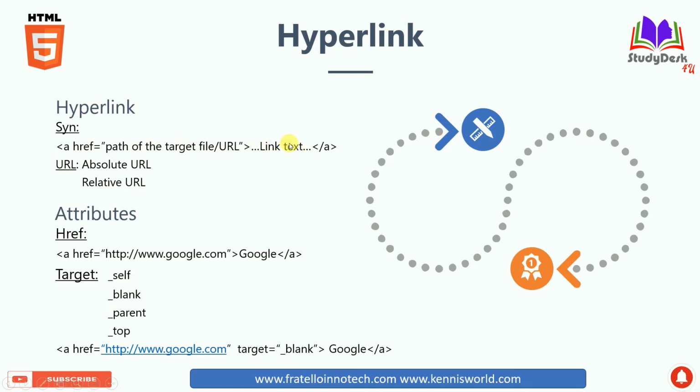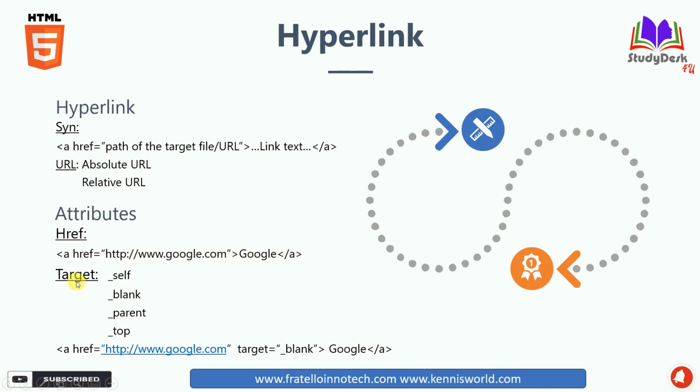This text is displayed on the browser, followed by the closing anchor tag. So let's see the attributes. The first one is href, hyperlink reference. In this, we need to mention the link address. Again, this link address can be absolute or relative. Right now I used an absolute URL starting with http://, where we need to give the entire path. And the text is Google, which is displayed on the browser.